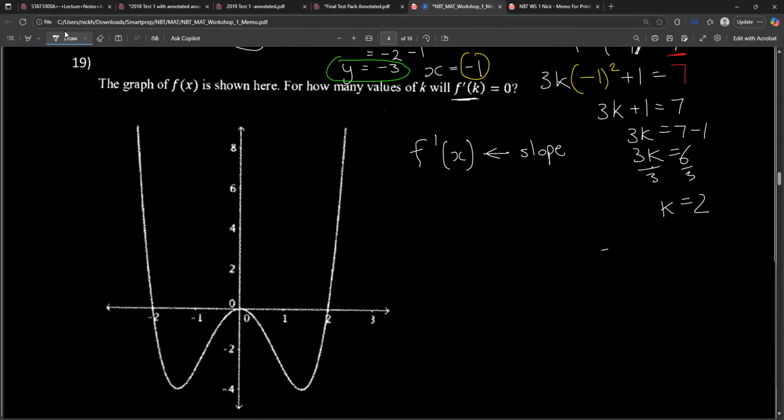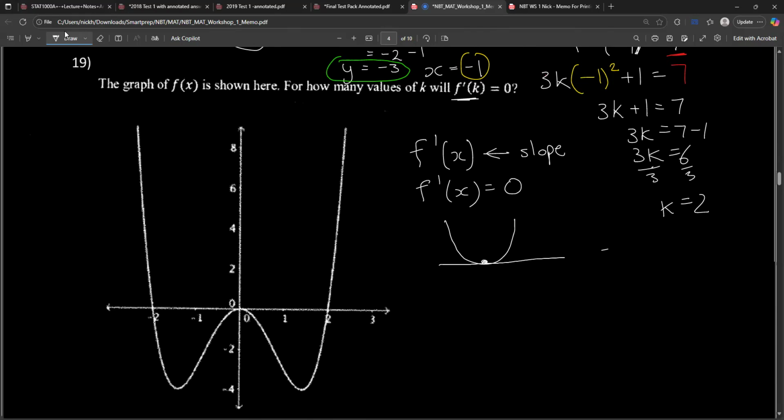Another thing I'm going to say is when f dash of x is equal to 0, that means the slope is 0. Now, when the slope is 0, that is a turning point, right? Because if I draw a tangent along the turning point, we see that there's no slope. It's like a flat road. So that's an important thing.